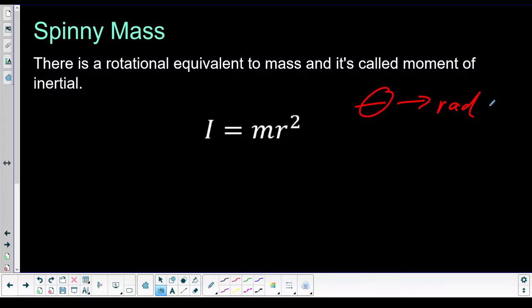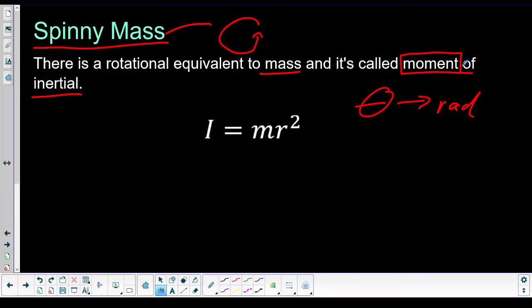Not really, you can't. So there is this idea of how difficult it is to make something spin, right? Mass is how difficult it is to make something accelerate. Spinny mass is how difficult it is to make something accelerate in a circle. So that means spin faster or spin slower. It has a fancy, pretentious name. It is called the moment of inertia. Again, this is also a confusing name that mathematicians have invented for some reason. Moment does not mean like a moment of time.